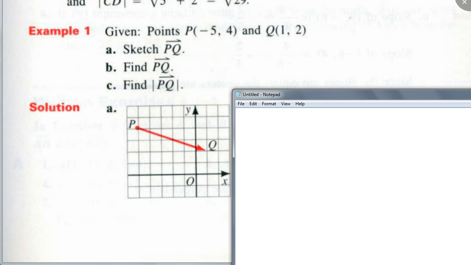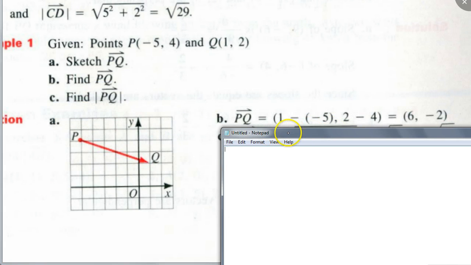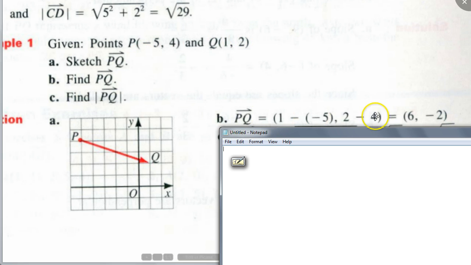Who's got this one? Reagan, what'd you get? Negative 6, comma 2. To go from P to Q, don't you have to go to the right 6? Oh, yeah, 6 comma negative 2. Isn't that what you get? Okay, 6 comma negative 2. Right? Because you could see from the picture. Or if you just did x sub 2, which one is the x sub 2 in this case? 1, right? And so you do 1 minus negative 5, which is 6. And then 2 minus 4, which is negative 2. Does that make sense? So you could have used that formula.